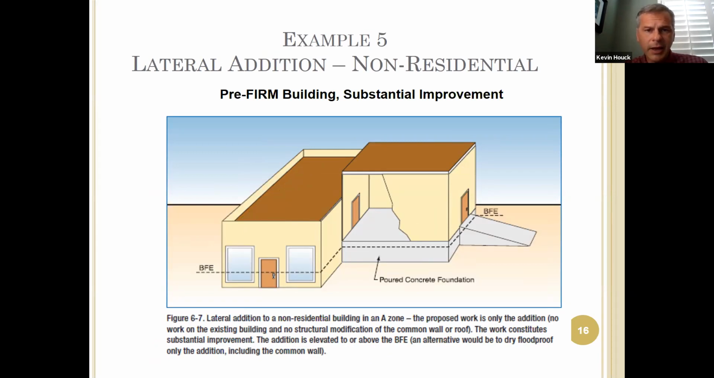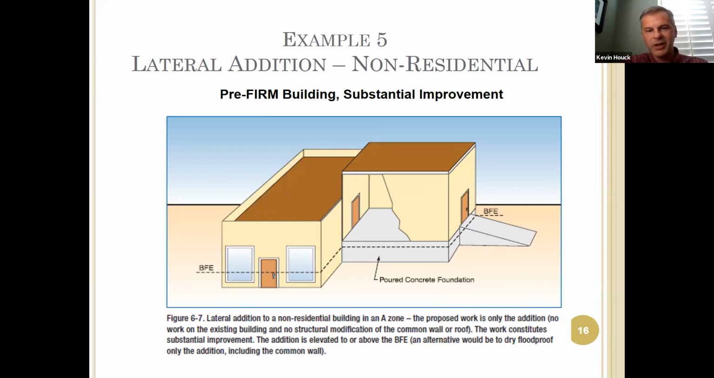Okay, on the next one, we have a lateral addition, a non-residential property that is a substantial improvement, okay? And again, if you read the description of the project on the bottom, the proposed work is only the addition, no work on the existing building, no structural modification of the common wall or the roof, okay? So what happens in this case, you can see the original, I'll call it a store. It's a commercial property, it's non-residential.